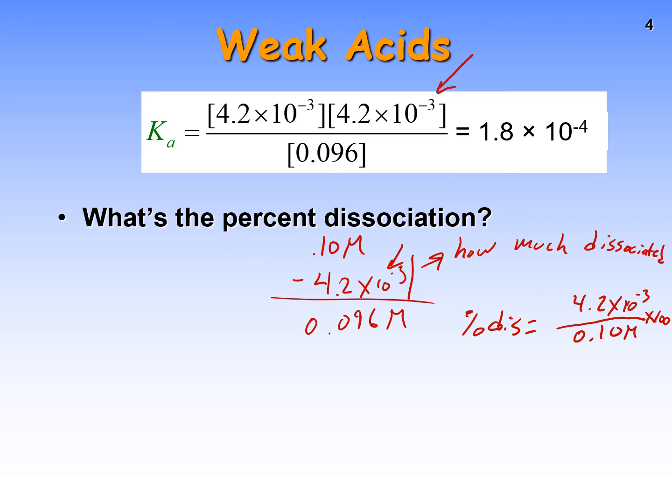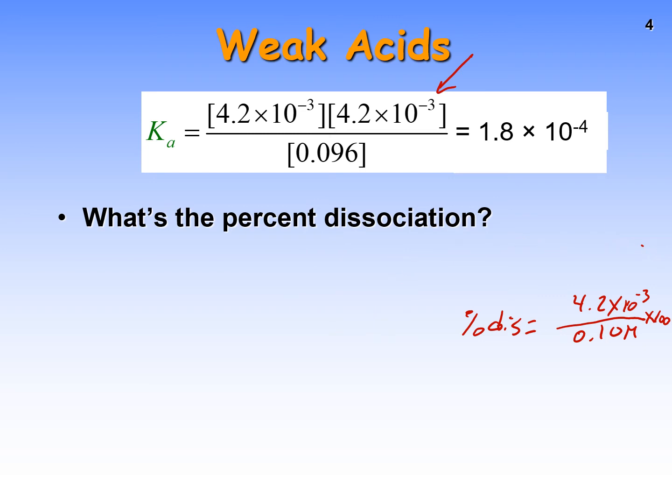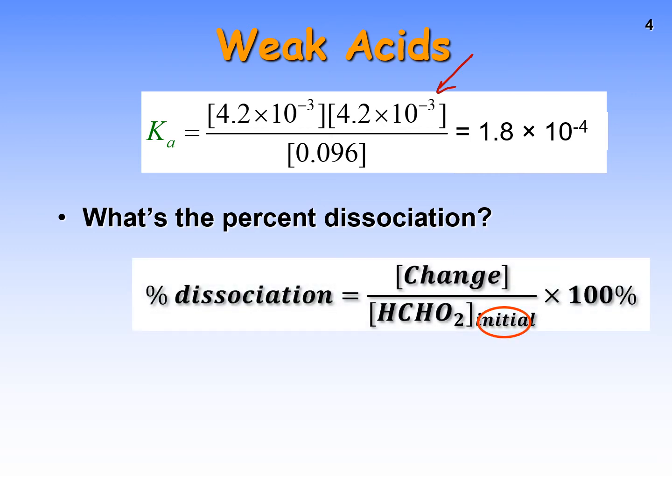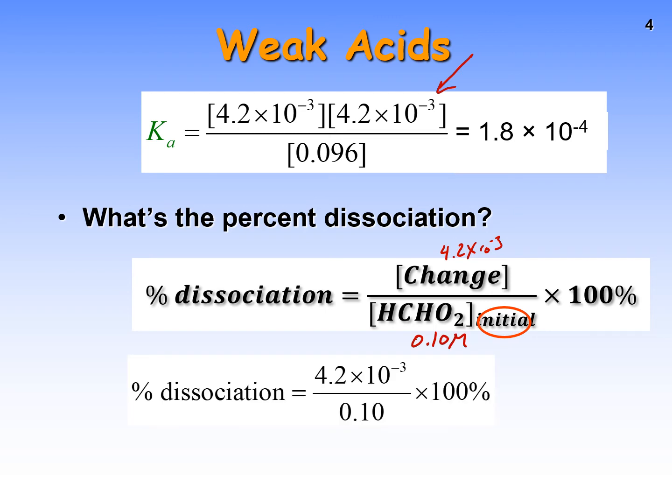So if we do all that, and this is pretty much always going to be the case for percent dissociation, it's your change divided by your initial times 100. We have our change here, that's 4.2 times 10 to the negative 3. Our initial was 0.10 molar, which gives me a percent dissociation of 4.2%. As you can see, this weak acid dissociates very little in terms of acid strength. It's pretty weak.